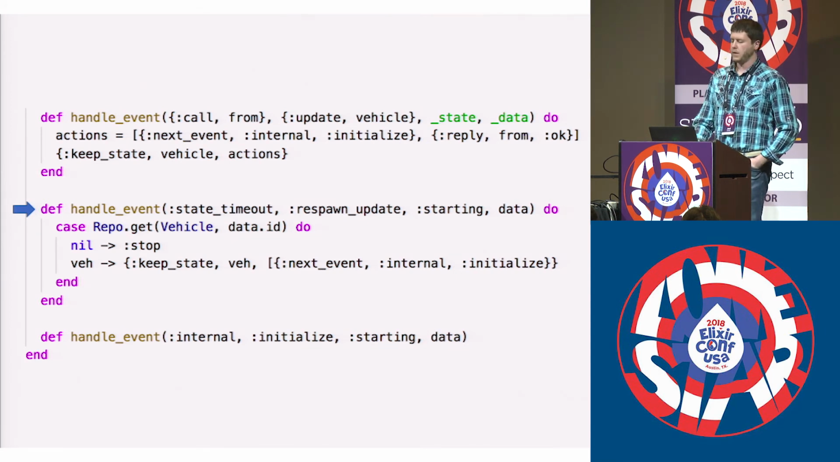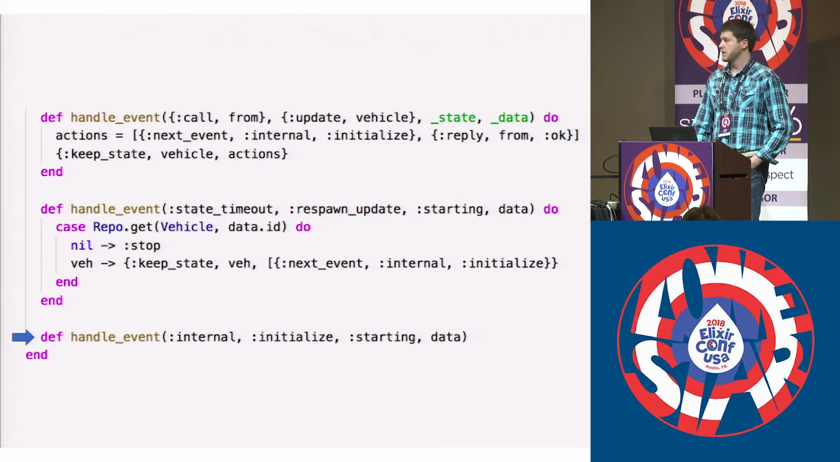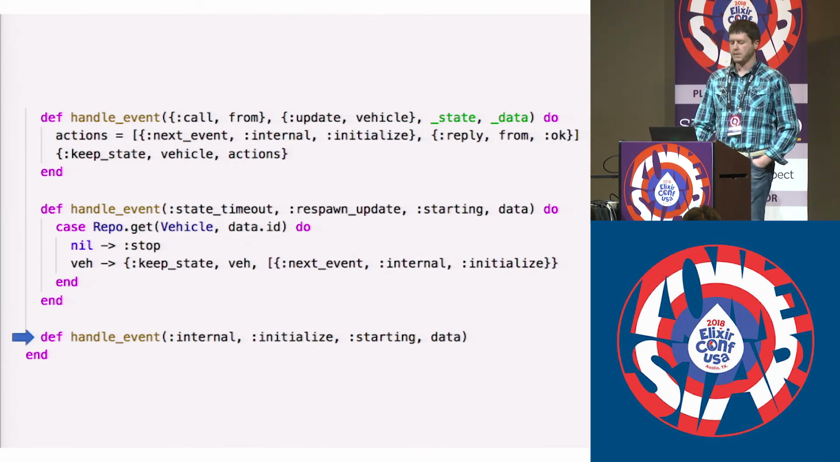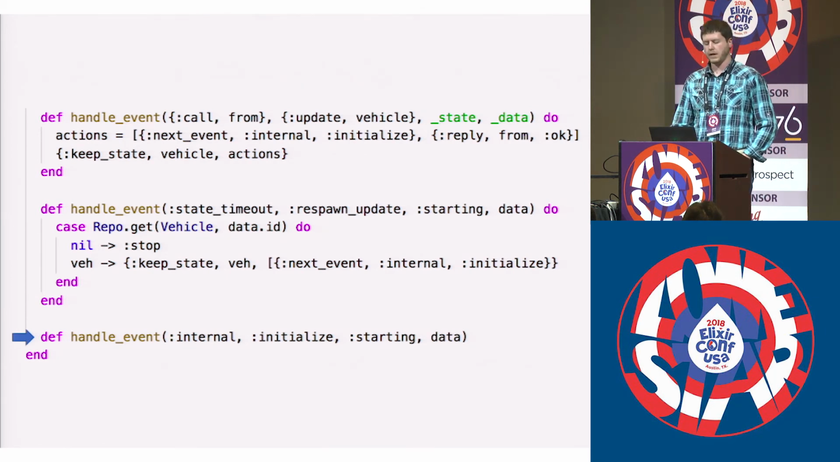But if we actually get the record back, we return that as the new data for this gen state machine, and then we transition to this. So no matter what path you come into this process with, you're going to end up at this line. And so you can do any sort of setup and figure out next steps for what you want your state machine to do.